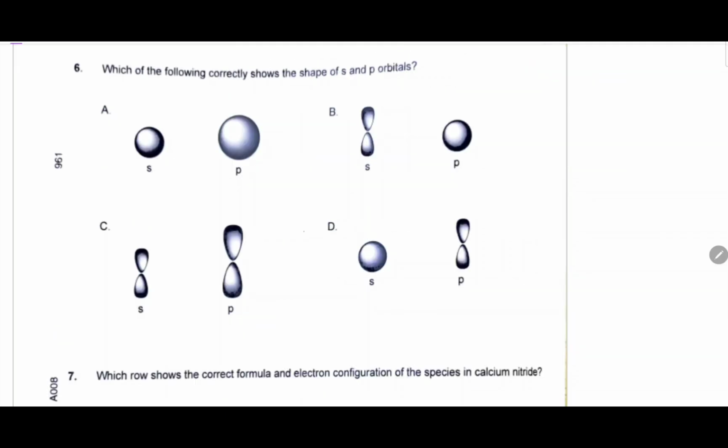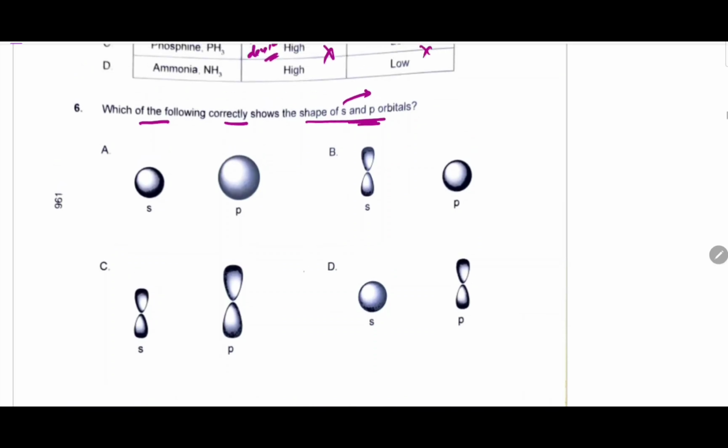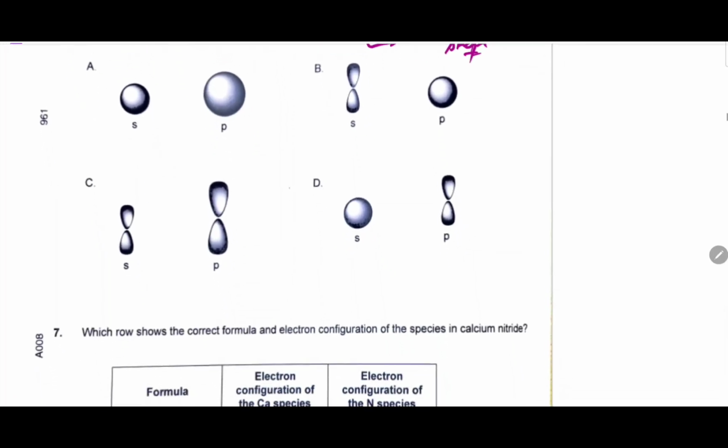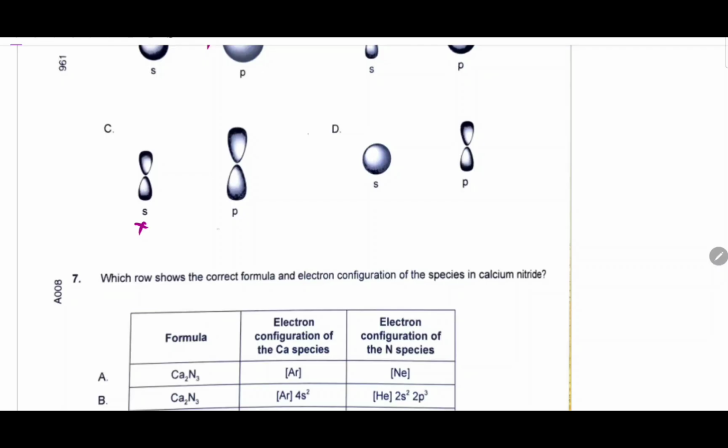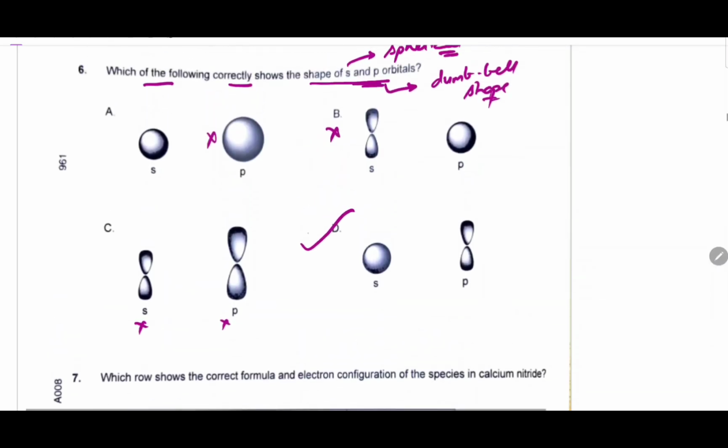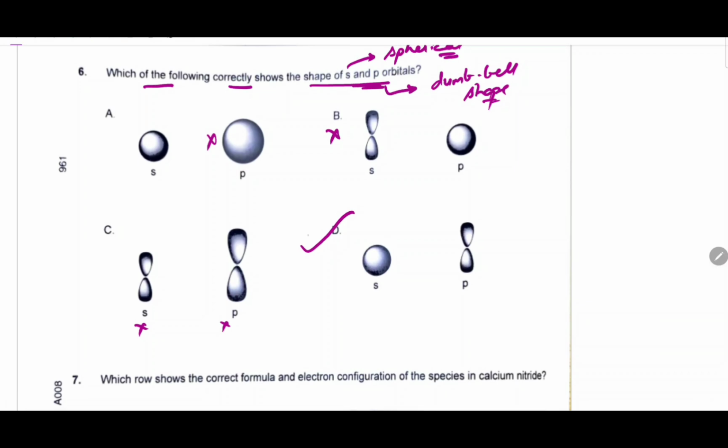Okay. Next, question 6, which of the following correctly shows the shape of S and P orbital? We know S orbitals are spherical in shape because they have equal distribution, or electron density around them is the same in all directions, whereas P orbitals are directional in nature and they are dumbbell shape. We look for spherical shape and dumbbell shape. Spherical and dumbbell, again wrong. S and P both are dumbbell, wrong. S is spherical and P is dumbbell, correct. Answer is D. Okay. For sixth, answer is D.